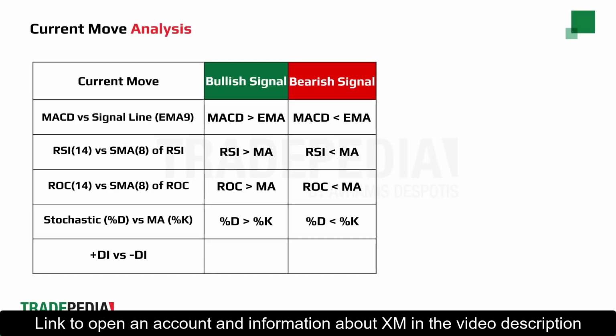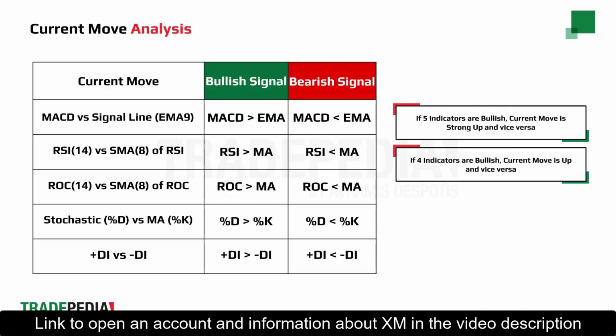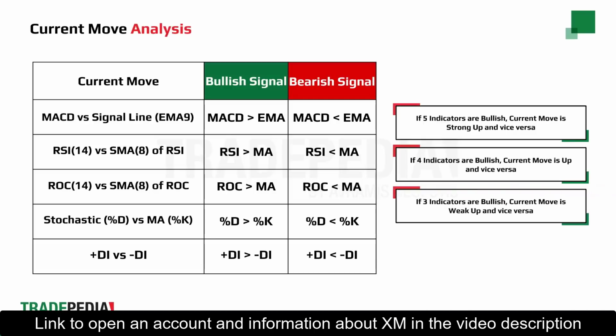When comparing the plus directional indicator to the minus directional indicator, we get a bullish signal if the positive DI is above the negative DI, and a bearish signal if the positive DI is below the negative DI. As a conclusion, if all the 5 indicators are giving bullish signals, we conclude that the current move is strong up, and vice versa. If 4 indicators out of the 5 are giving bullish signals, we conclude that the current move is up, and vice versa. And if only 3 indicators of the 5 are giving bullish signals, we conclude that the current move is a weak up, and vice versa.